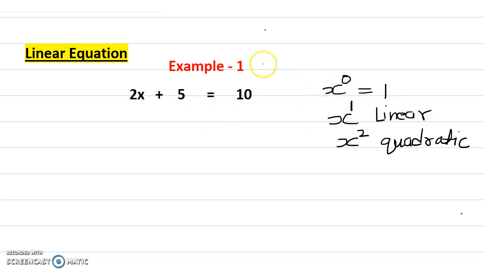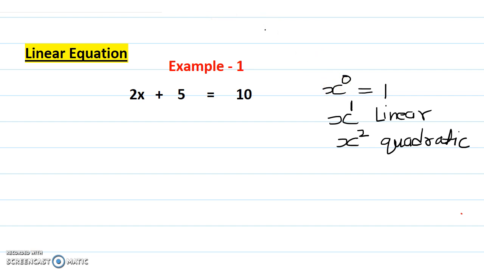So first thing, if you see, our question is 2x plus 5 equal to 10, and we need to calculate the value of x. What will be the value of x so that this equation will be satisfied? So this is our problem. So let's solve the equation.